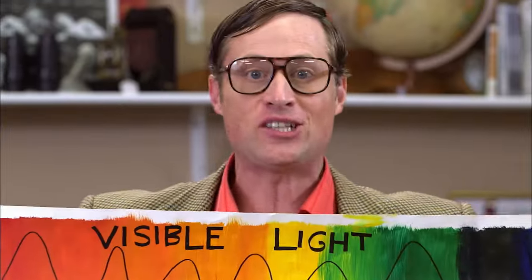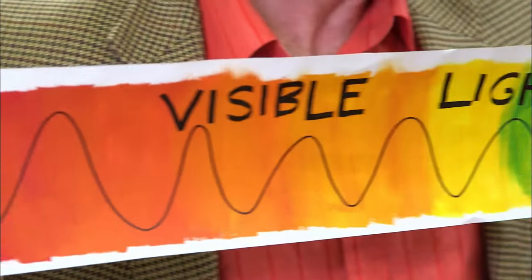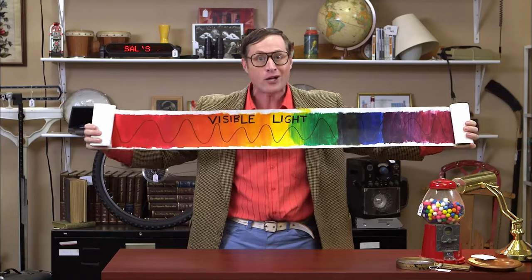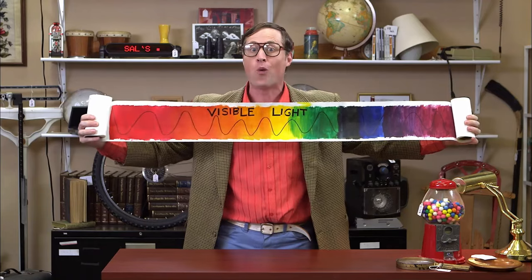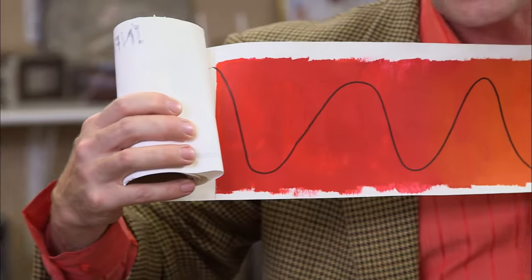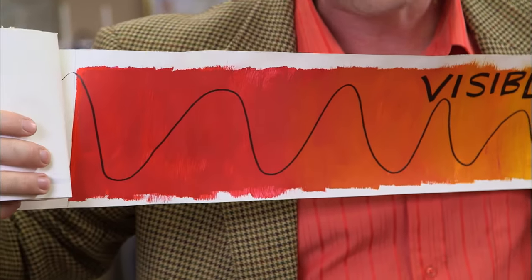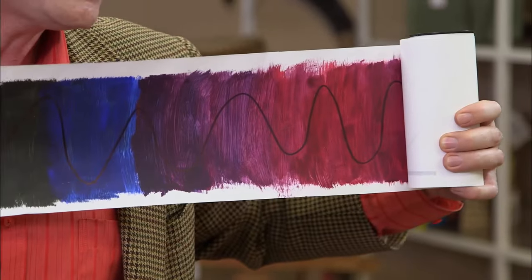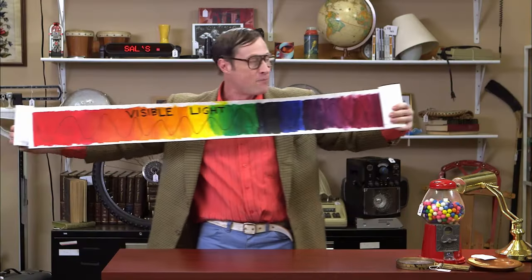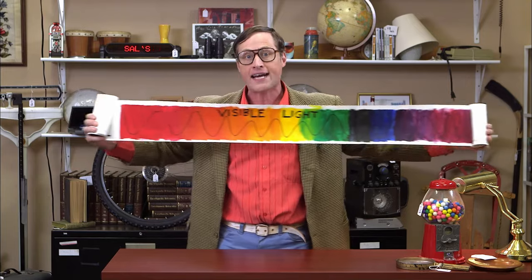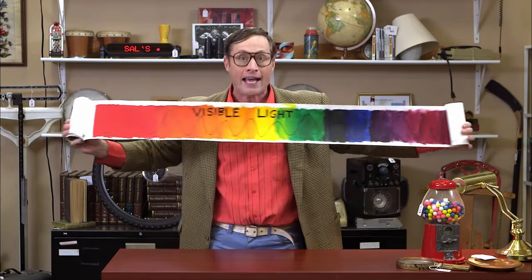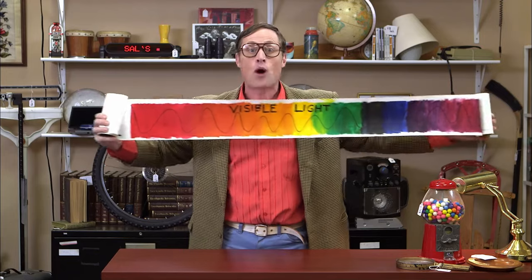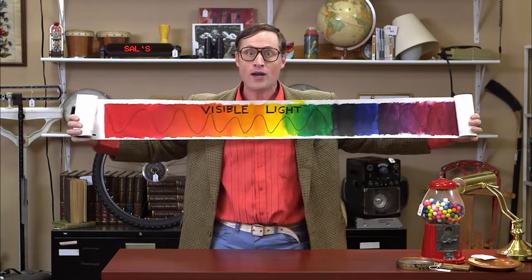This is visible light. All the colors of the rainbow. And take a look at that little black line that goes up and down there. That's the frequency of the light. Light is a wave. You see the wavelength is a little wider out here on the red side, and it's a little closer together here on the violet side. That's because every color of light has a different length of wave or wavelength. And that is what makes them different when we look at them.